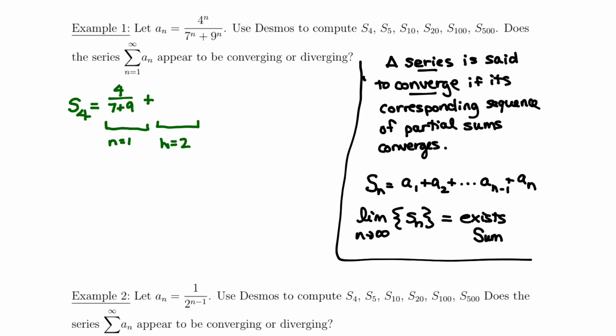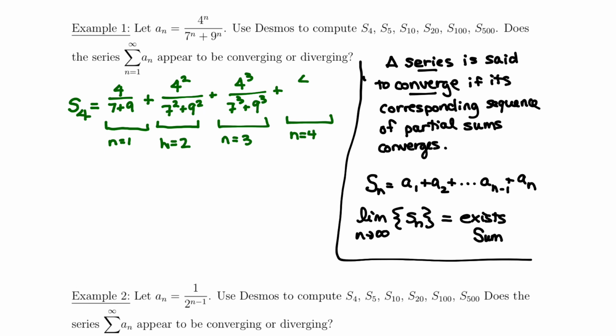John, can you help me? What would I get then if n is 2? 16. Yep, I'd get 16 over 49 plus 81. And then when n is 3, it'd be 4 to the third, which is 64, over 7 to the third, 49 times 7, and 9 to the third. And S sub 4 is when I have 4 to the fourth over 7 to the fourth plus 9 to the fourth. Now we could sit down and calculate all those fractions out and add them up.